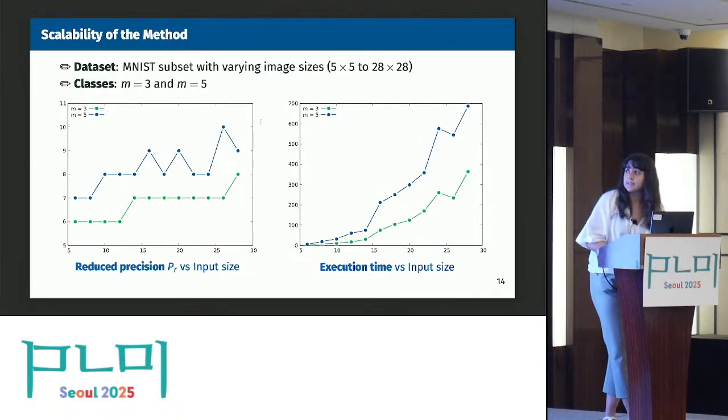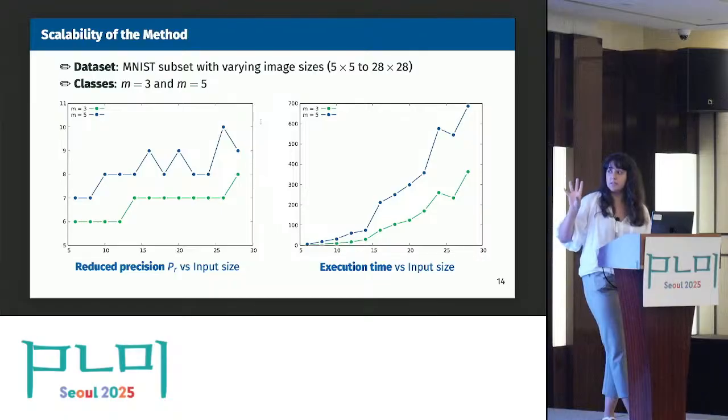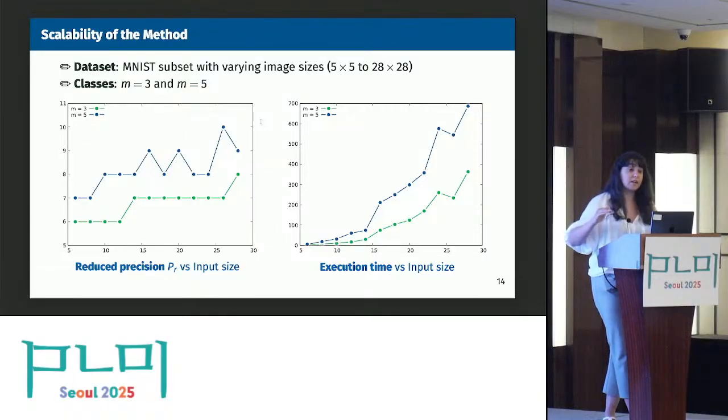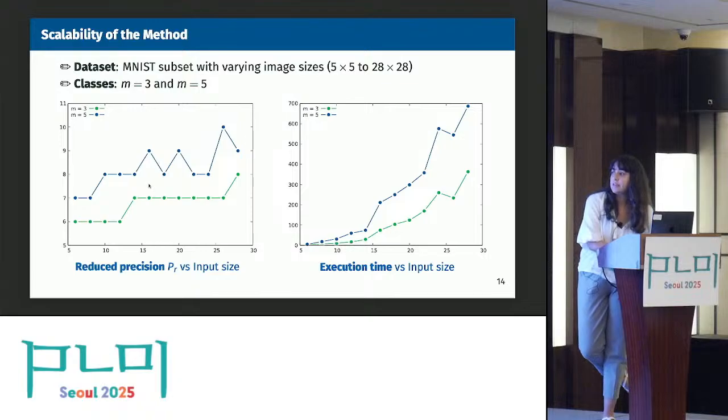The second experiment investigates the scalability of the method. Here we take the case of the MNIST dataset, and we vary the classes. We take, for example, class 3 and class 5, and we also vary the image sizes, going from 5 by 5 to 28 by 28 images.